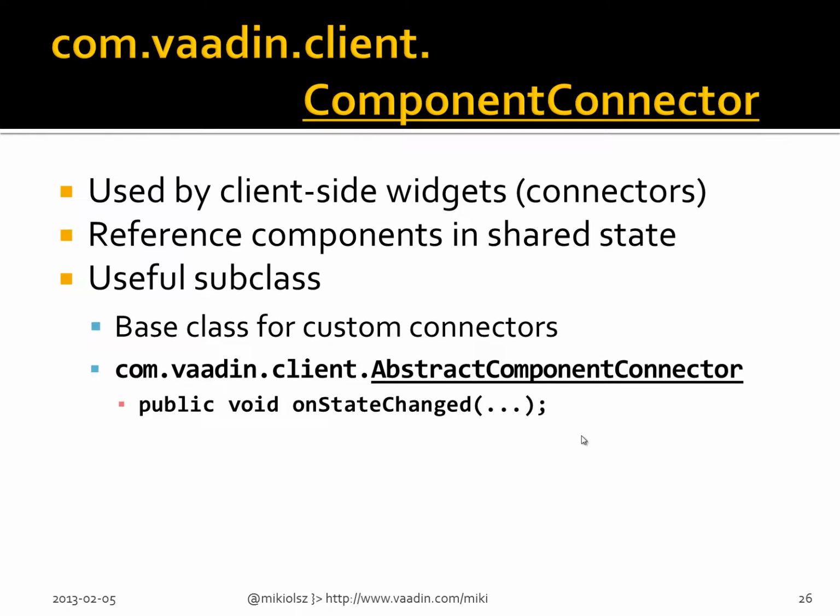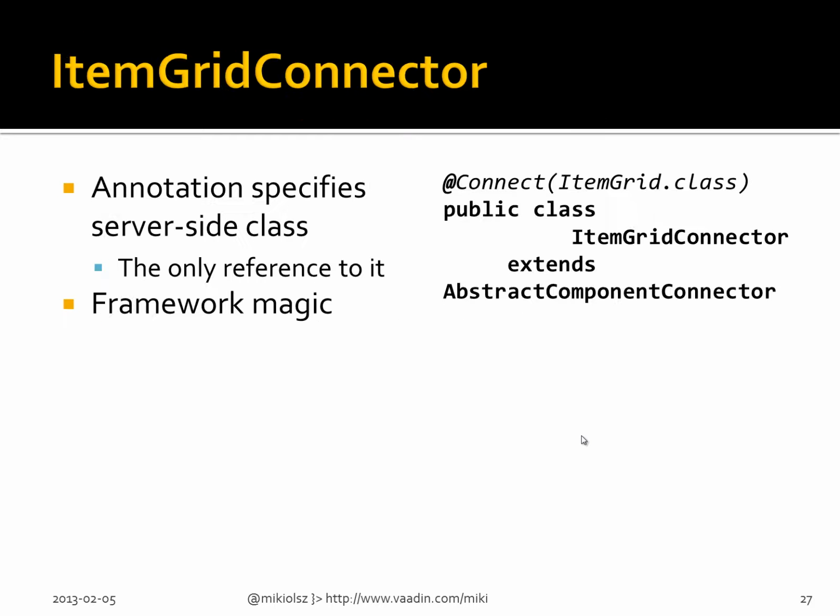state. So the component connector, it's a useful subclass for all connectors that work with widgets because it contains a method called onStateChanged, which is the only method you need to implement in your own connector. And that, of course, that method receives what has changed in the state and the state itself. So our connector starts with declaration that it's a class that extends abstract component connector. And there is an annotation which specifies the server-side class we are connecting.